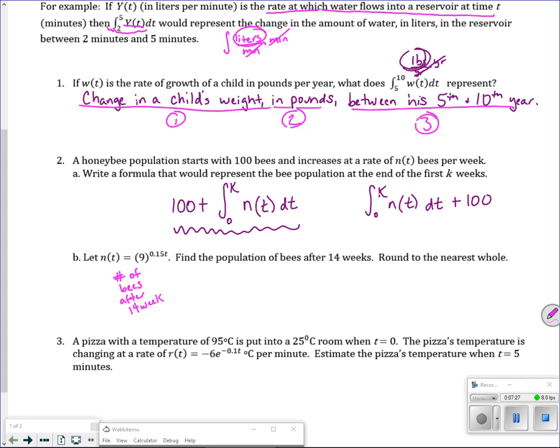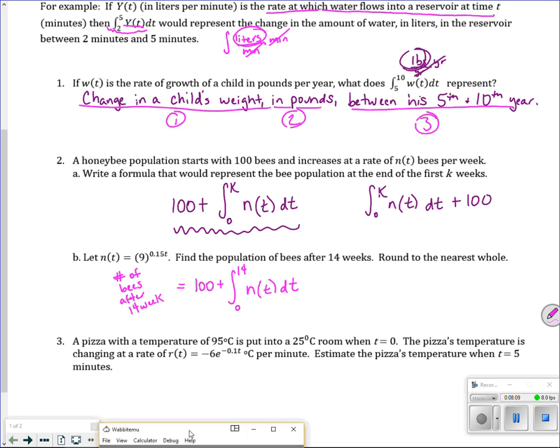Don't put in a 14 there, because that's the rate at the 14th week. So make sure you're not labeling incorrectly. If I have the number of bees, I would take the 100 that I started with, plus the integral from 0 to 14. Notice I just write the name. Like I talked about yesterday, friends, if you have the name of something, you do not want to write the whole equation. You just want to write the name. A lot less writing, saves you time.